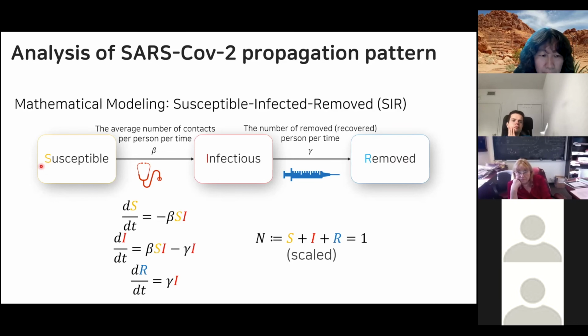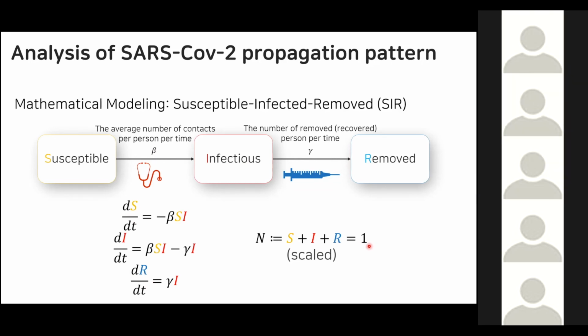So we have three groups, S, I, R. Then we have a very simple ODE system like this. Here we have two parameters, beta and gamma. Beta is the transition rate from S to I, and gamma is the rate from I to R. So beta is called the infection rate, and gamma is called the recovery rate. It's a very simple ODE, and the total number is scaled to 1 for simplicity. This is the SIR model.